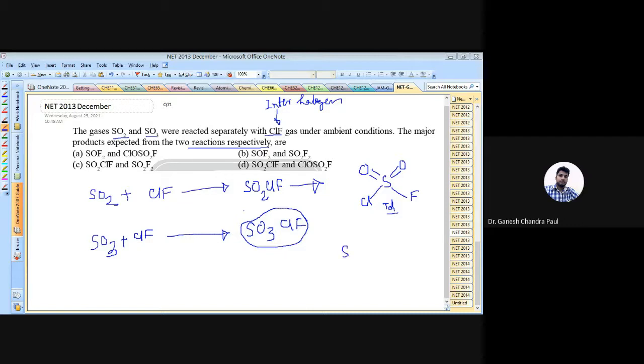Here also the central atom is sulfur. You have two oxygens like that, and one side is occupied by chlorine, and another side is occupied by fluorine, like this. This is the structure. So I think option D is the correct answer, and the other three options are not acceptable. Okay, very good.